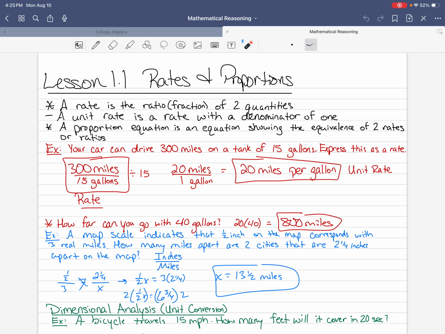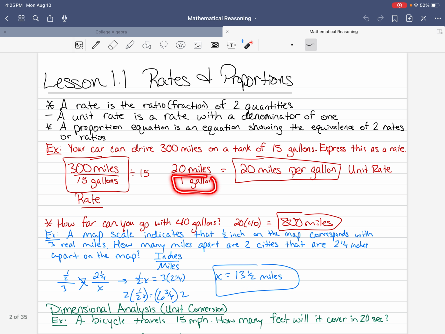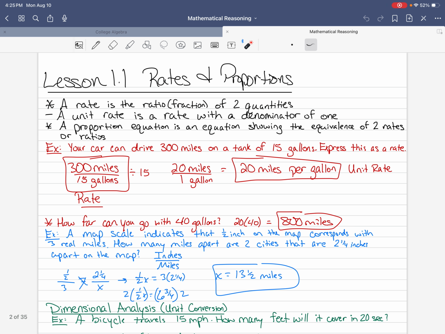Now, if we wanted to make it into a unit rate, we would need to simplify this into a 1. So what you're going to do is simplify the fraction by dividing both the top and bottom by 15. 300 divided by 15 gets you down to 20 miles. 15 gallons divided by 15 is 1 gallon. So what that means is for every 1 gallon, we can go 20 miles. So 20 miles per gallon is our unit rate.